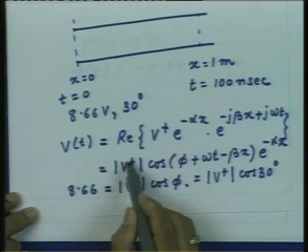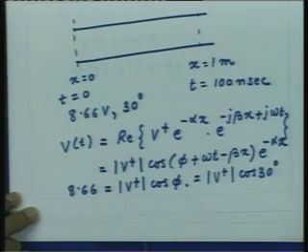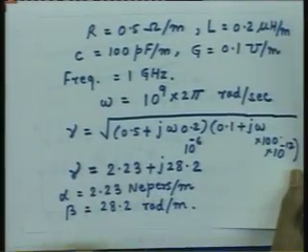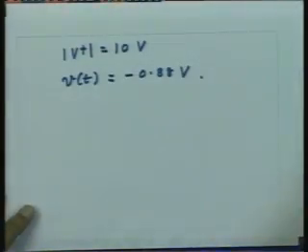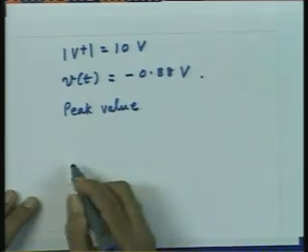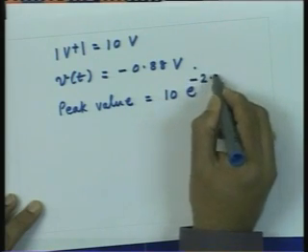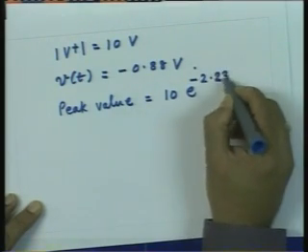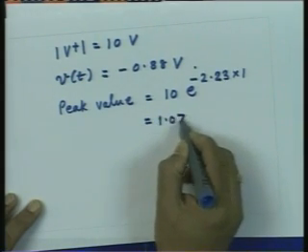The peak voltage at this location would be the value of V plus multiplied by e to the power minus alpha x. Since alpha is given as 2.23 nepers per meter, I can substitute alpha there, substitute x equal to 1 meter, and get the peak value of the voltage at this location, that is equal to 10 into e to the power minus 2.23 into 1, which is 1.075 volts.